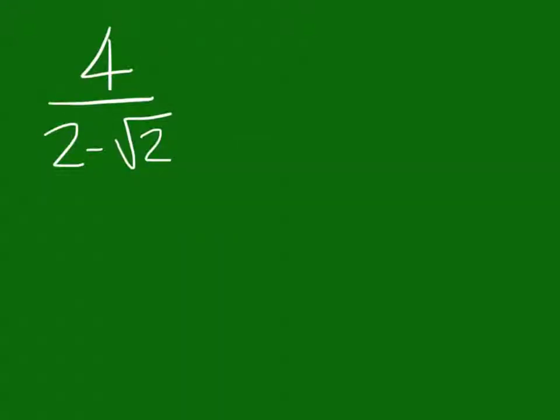Alright, here's example 1. You have 4 over 2 minus the square root of 2. You want to get rid of the square root sign on the bottom. On the last test, the square root was multiplied against something, but you had to multiply the top and the bottom by that square root. Doing that here is not going to change anything, because you would end up with 2 square root of 2 at some point on the bottom. So what you have to do here is multiply the top and the bottom by this.